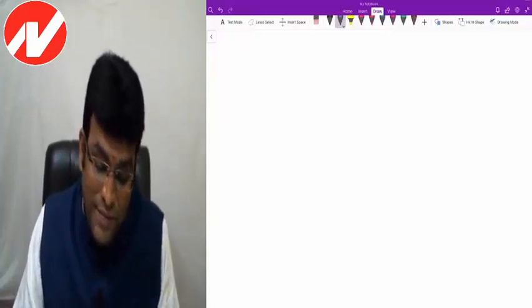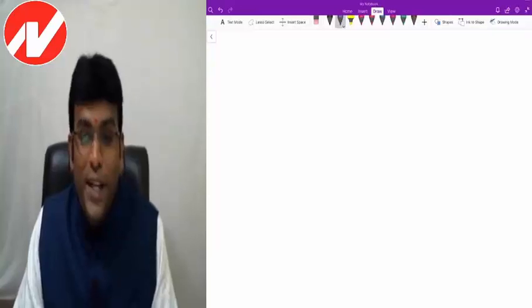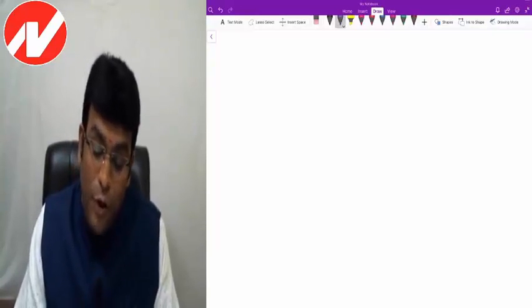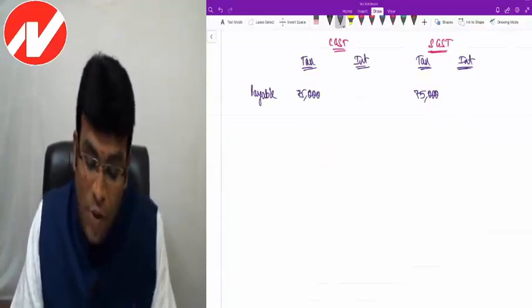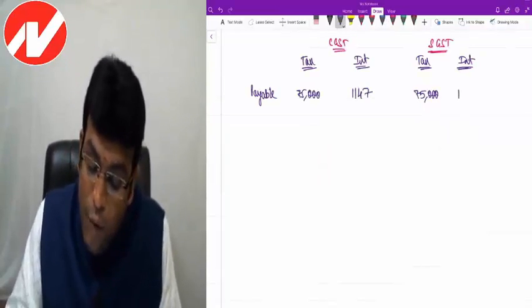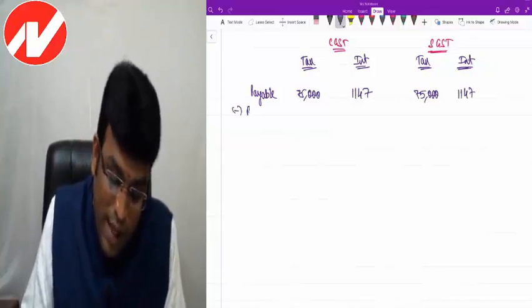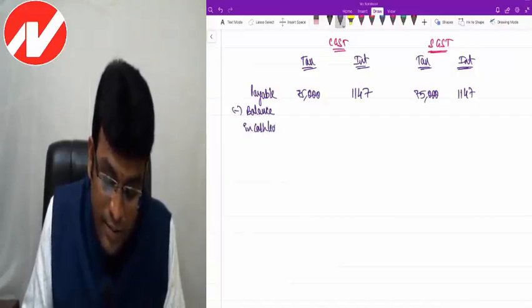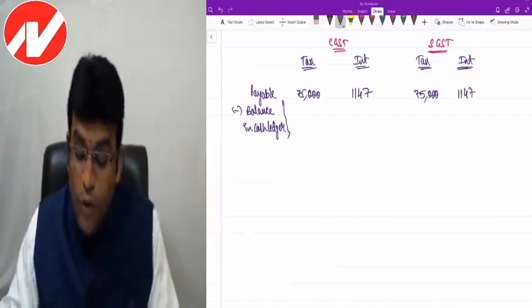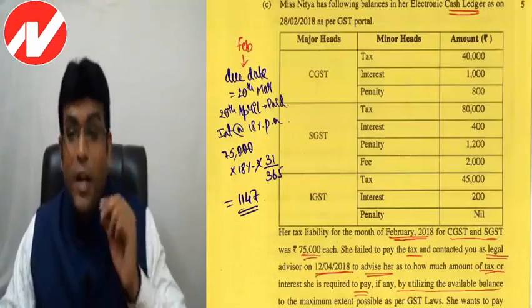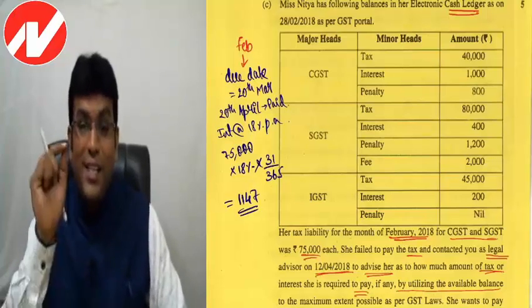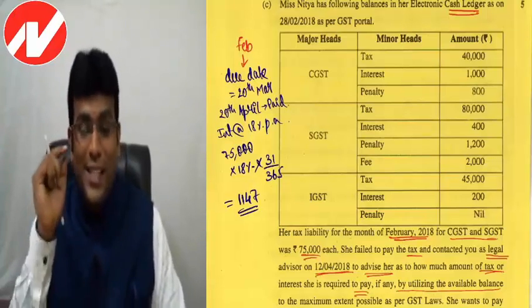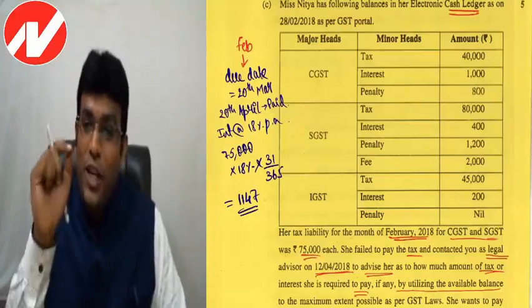Interest component is very clearly 1147, my dear friends. 75,000 is the tax component. Interest component is 1147. From this, I will reduce balance in cash ledger. And as I told you very clearly, cash ledger balance we can use only for that particular purpose. Otherwise, CGST we have to use only for CGST, SGST only for SGST, IGST only for IGST.